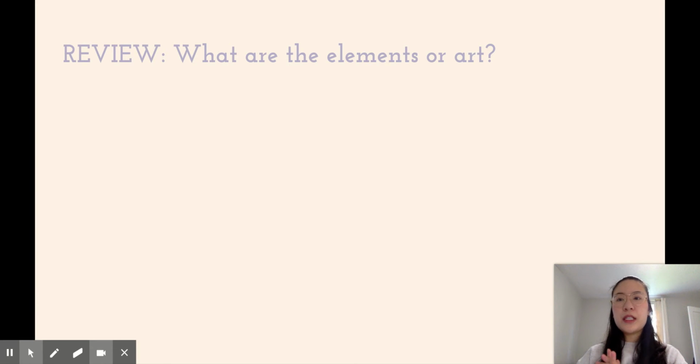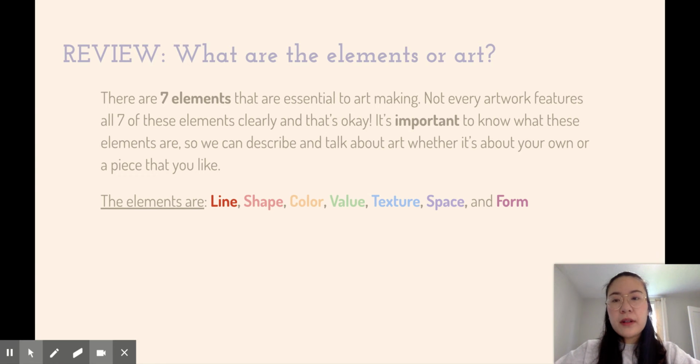So let's do a quick little review. What are the elements of art? Remember, there are 7 elements that are essential to art making. Not every artwork features all 7 of these elements clearly, and that's okay. It's important to know what these elements are so we can describe and talk about art, whether it's your own or a piece that you like. So the elements are line, shape, color, value, texture, space, and form. And we're learning about 2 more. So by the end of this week, you'll know 5 of them.